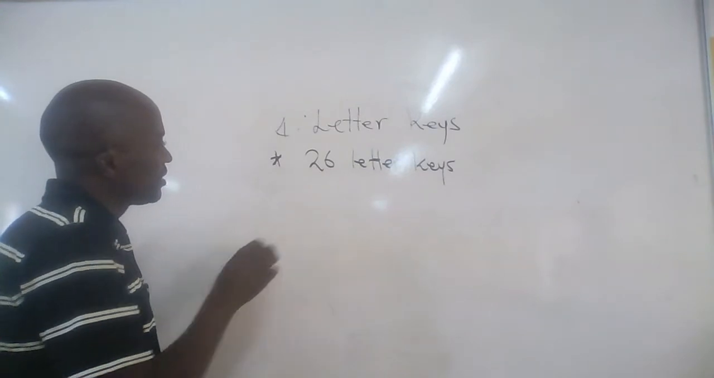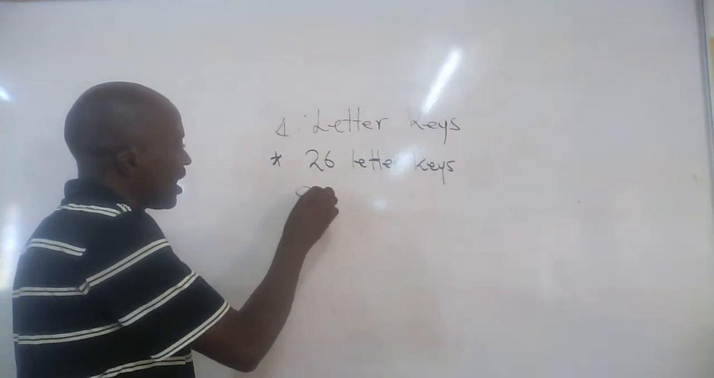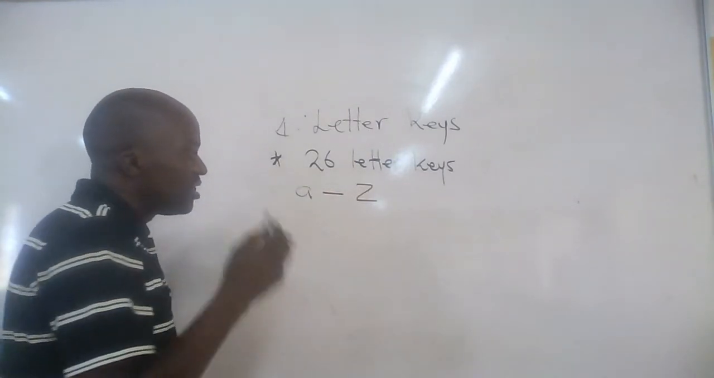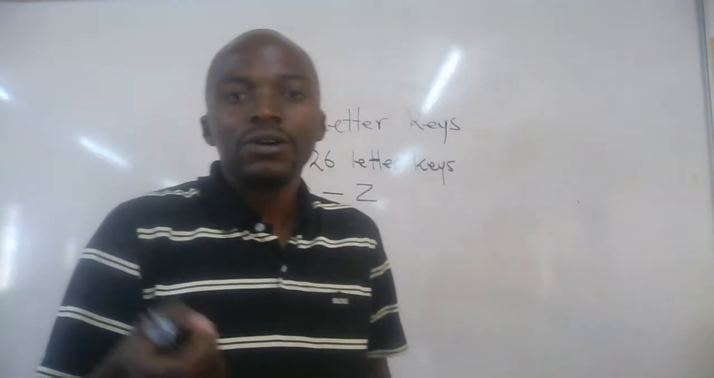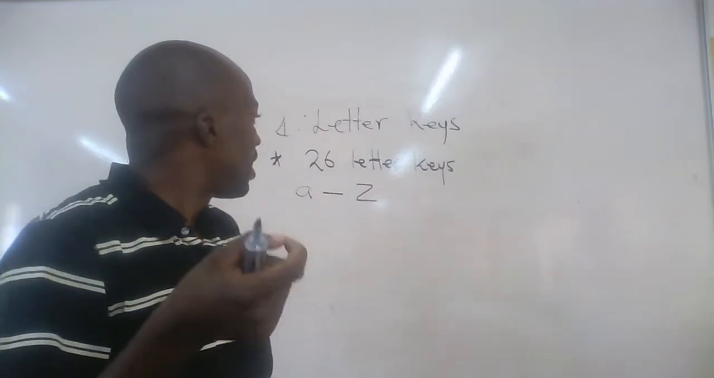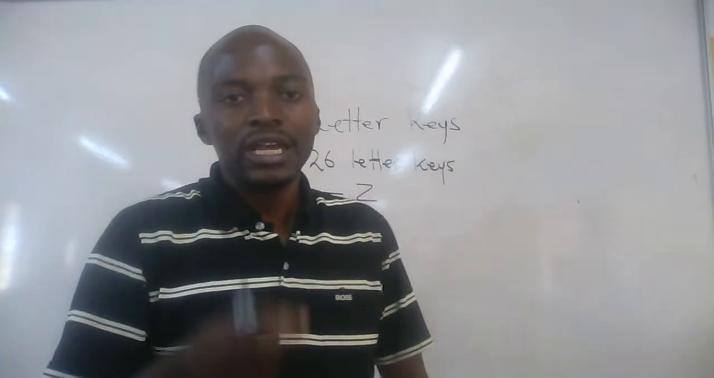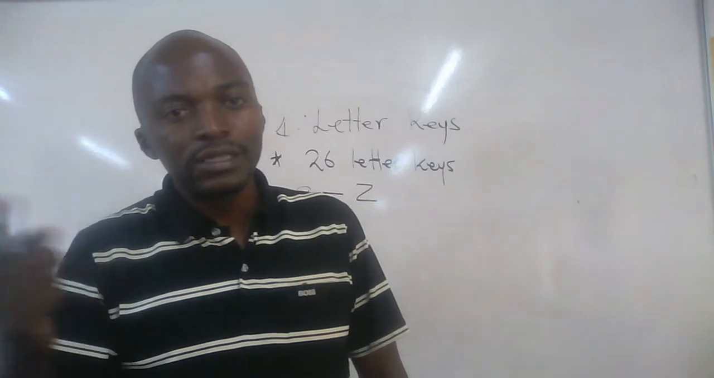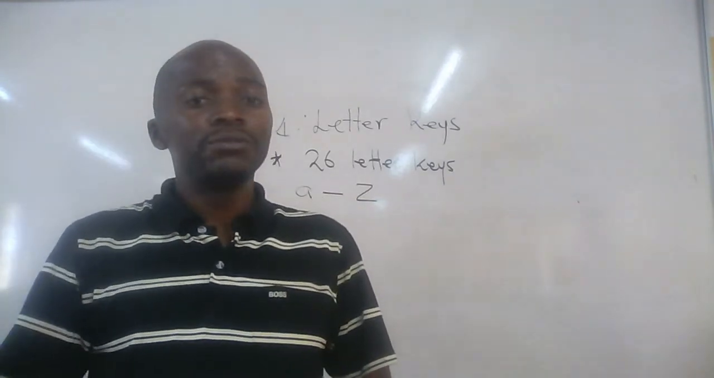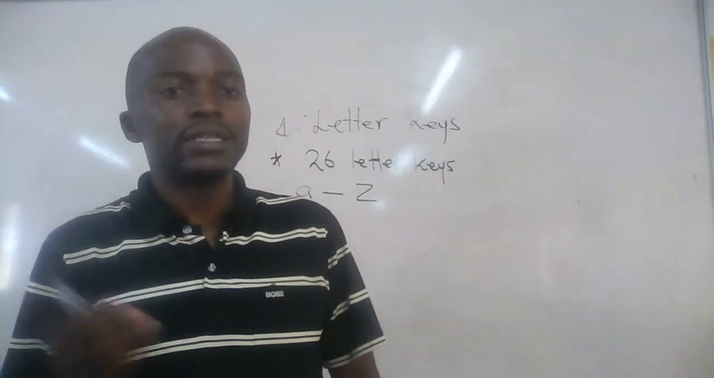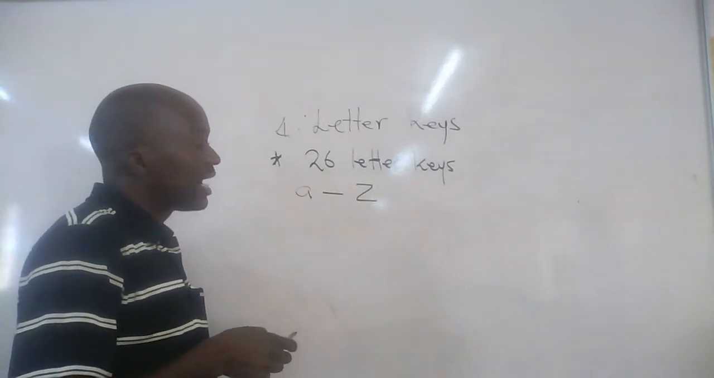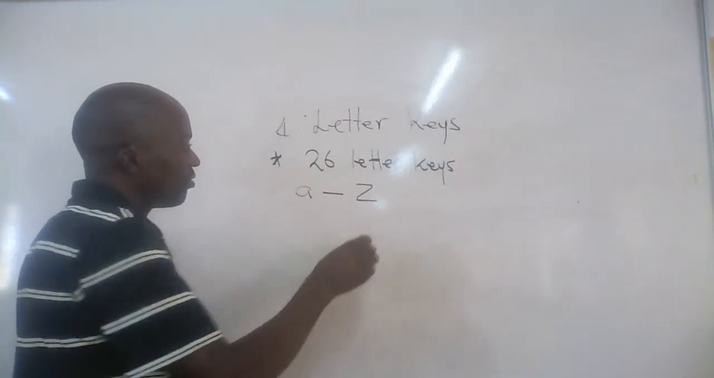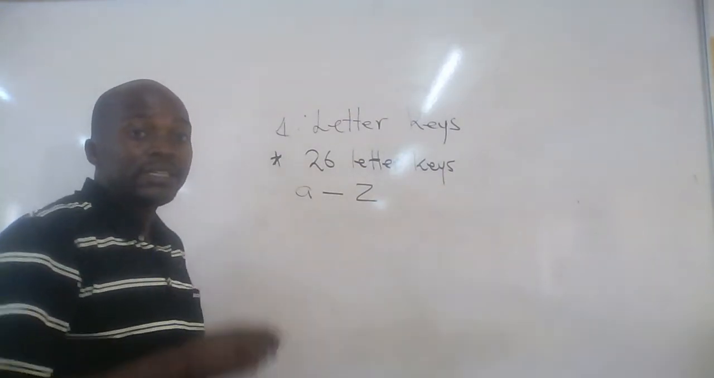These keys are A up to Z. These are the letters in the alphabet that we use in English: A, B, C, D, E, F, G, up to Z. Those are what we call letter keys. All in all, they are 26.